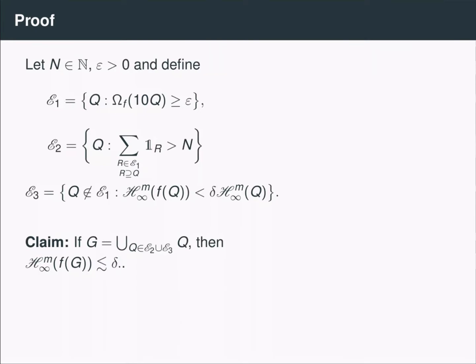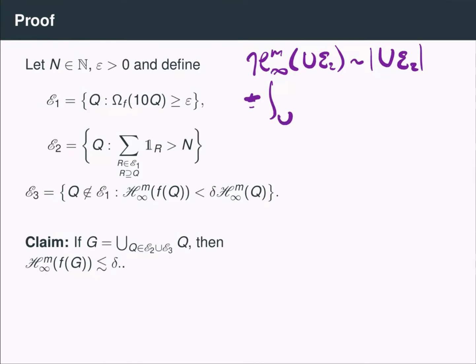So let's first focus on the cubes in E2. What we're going to do is first measure the Hausdorff content of the union of cubes in E2. Now recall that Hausdorff m-dimensional content in Rn is actually equal to Hausdorff measure, which is a constant times Lebesgue measure. So this is comparable to just the Lebesgue measure of the union of cubes in E2. This is equal to the integral over the union of E2 of the function 1 dx. Now recall, if x is inside the union of E2, that means that x is contained in at least n many cubes from E1.